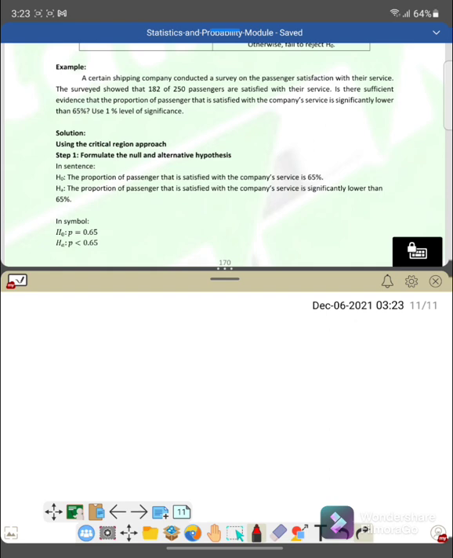Okay, so for the solution, using the critical region approach, formulate the null and alternative hypothesis. So we have here the null: the proportion of passengers satisfied with the company's service is 65%. For the alternative, the proportion of passengers satisfied with the company's service is significantly lower than 65%.